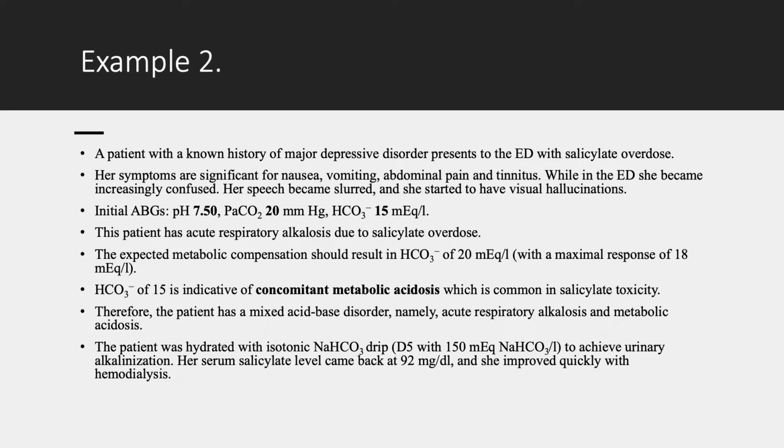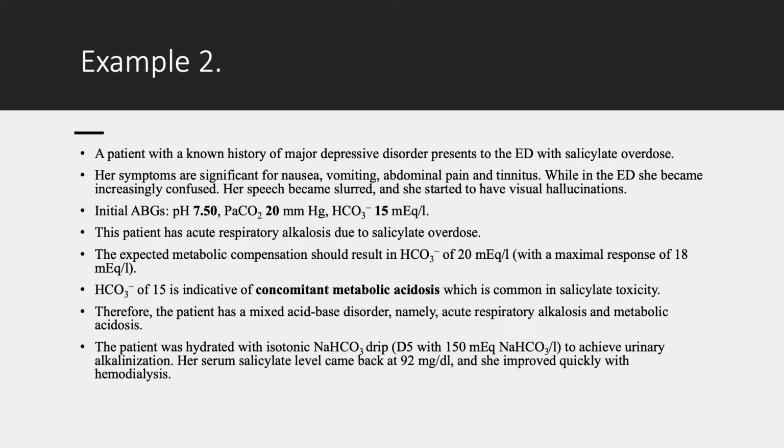Let's look at a different example. We have someone with a major depression presenting with salicylate overdose. We have nausea, vomiting, abdominal pain, tinnitus, visual hallucinations. We also look at the arterial blood gases. pH is 7.50, so this is alkalemia. PaCO2 is 20, so we have respiratory alkalosis. This is very expected in salicylate overdose. Now the bicarbonate is 15. Is this expected compensation or not?